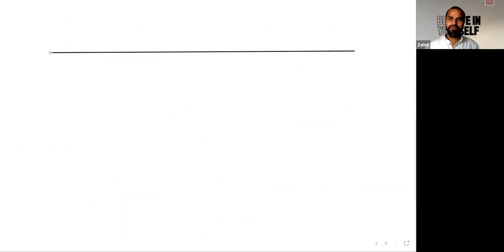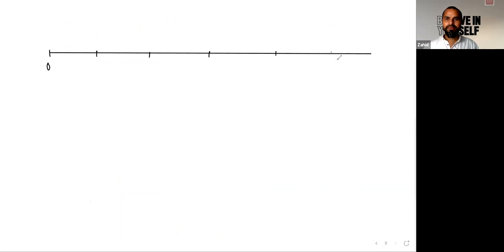Suppose we have a path like this, starting from 0, 1, 2, 3, 4, 5, and 6. So we have to calculate the distance after 3 seconds. So it means first second, second, third, fourth, and fifth. We have to calculate the distance after 3 seconds to this part.